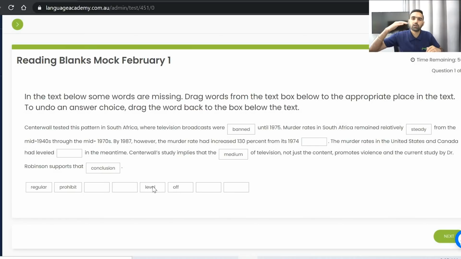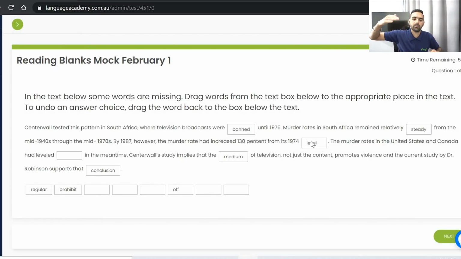So water has increased from its previous level, right? Remember this: the murder rates in the United States and Canada had leveled off. Leveled prohibit won't make any sense. By default, leveled off. Leveled off means going at the same level, coming together. So these are the right answers.